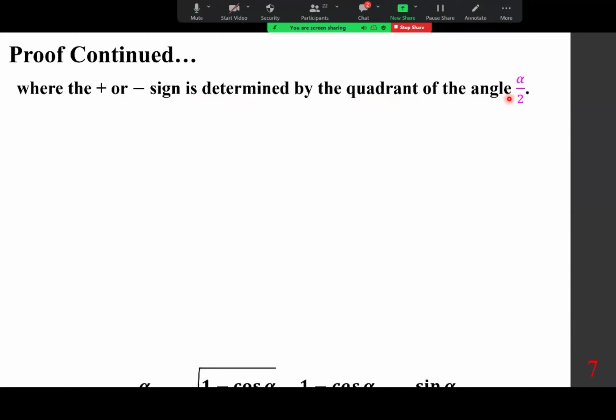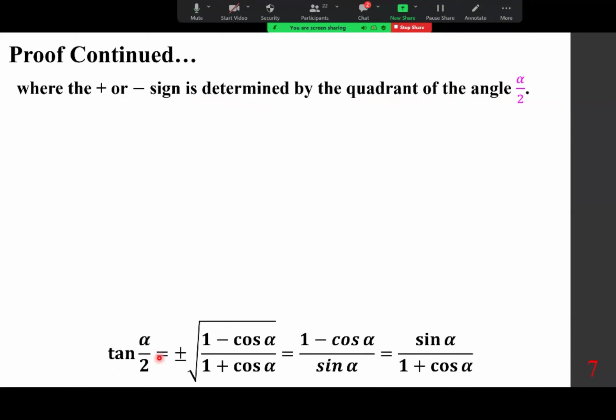So we say tan of alpha over 2 is plus minus this thing. And now we want to look at these two actually and see how we come up with those. So sine squared alpha over 2 is 1 minus cosine alpha over 2.